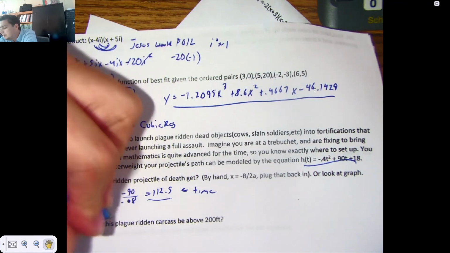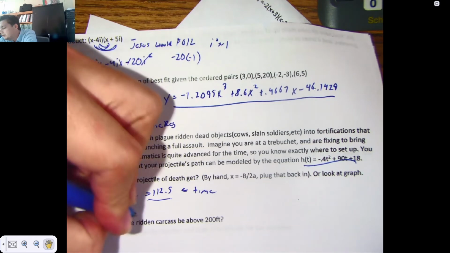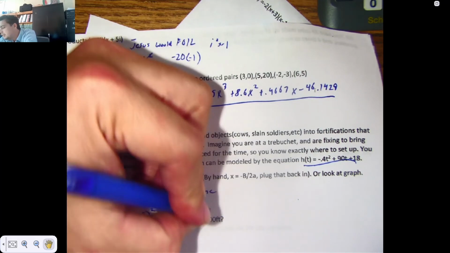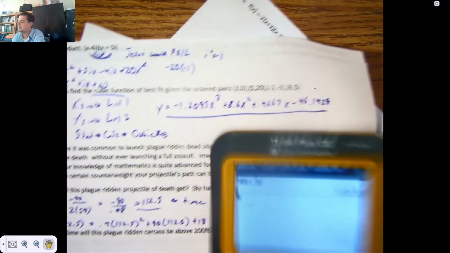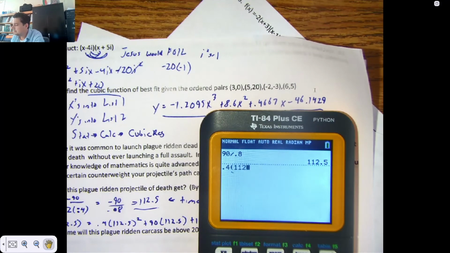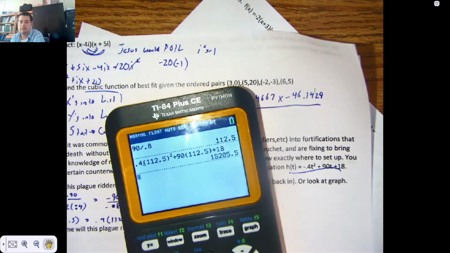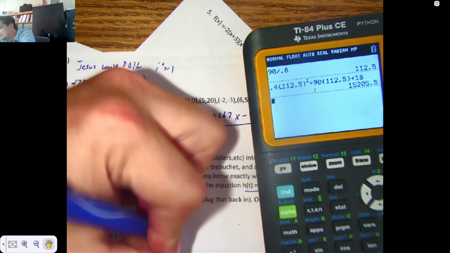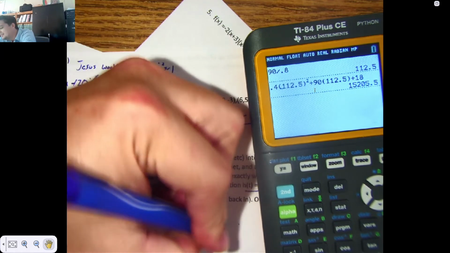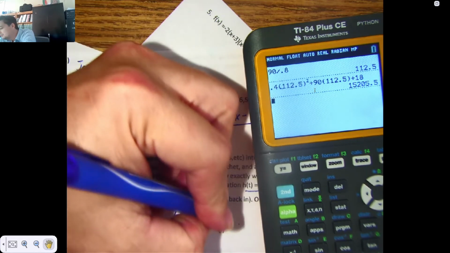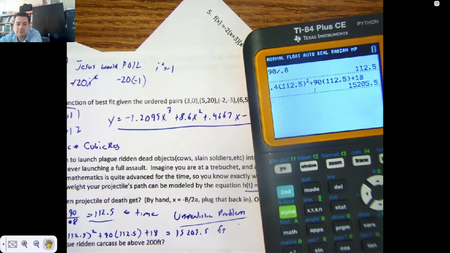So to find the y value or the height value, I plug in 112.5. And I can't do that in my head. So negative 0.4 times 112.5 all squared plus 90 times 112.5 plus 18. And let's just see what that is. Wow, 3 miles basically. 15,205.5 feet. This is a very unrealistic problem. I do hope you understand that. It's just something I made up.